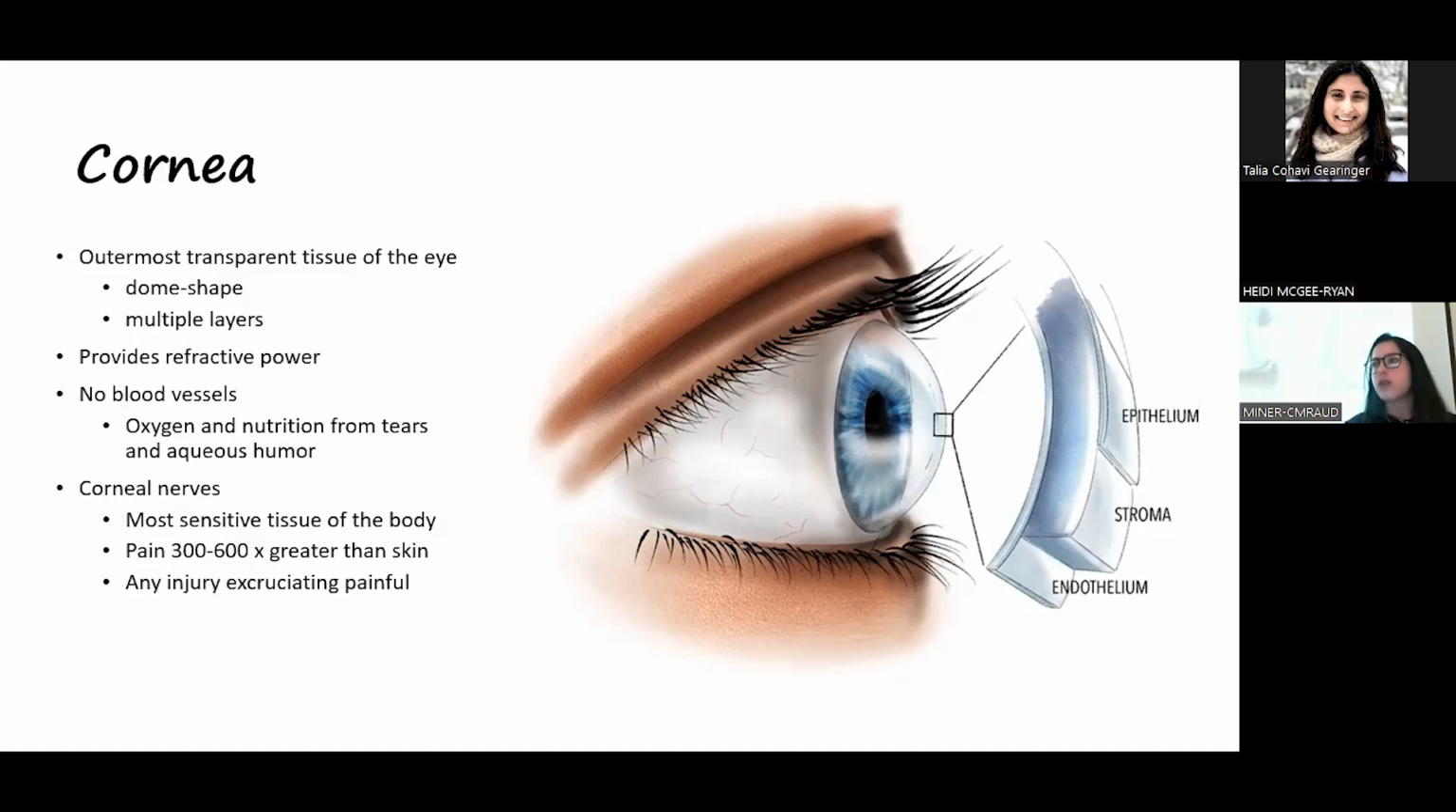As well, many patients come to our clinic with severe pain whenever they have some kind of pathology, infection, or trauma to the cornea. Why is it so painful? Why are they complaining so much? The reason is that the cornea is the most sensitive tissue in our body. The pain sensation in the cornea is 300 to 600 times greater than the skin. That's why any insult to the cornea provides excruciating pain for the patient.